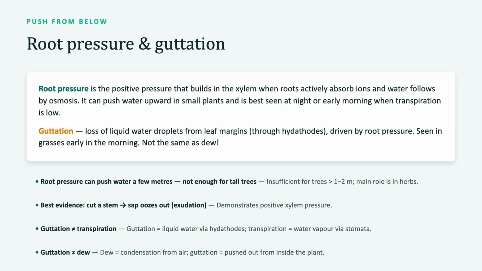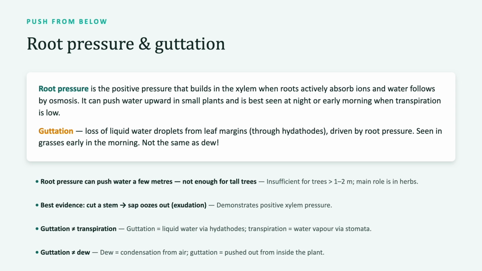This visible proof of root pressure is guttation. Those tiny water droplets you see on grass tips early in the morning, they are not dew. Dew is condensation from the air landing on the surface. Guttation is liquid water pushed out from inside the plant through special pores called hydathodes at the leaf margins.